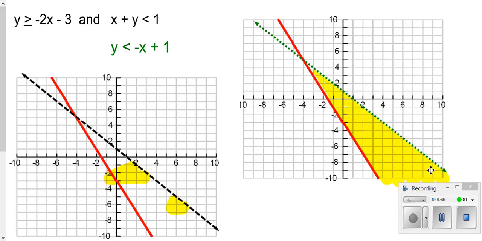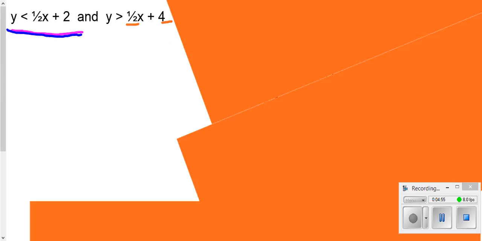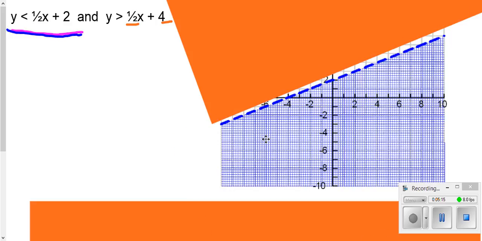Now, if we would choose any point in this yellow highlighted region, it would make both of our two original statements true and correct. So, looking at this one here, we have our slope, we have a +2, our slope is 1/2. So we're going to start out at a height of 2, go up 1 over 2, up 1 over 2. It's going to be dotted and will be shading below according to what this is saying. So when we look at our graph, it's going to be something along this line here.